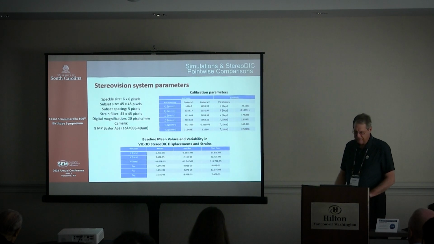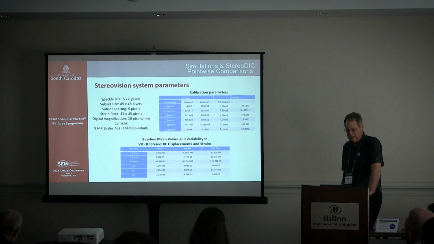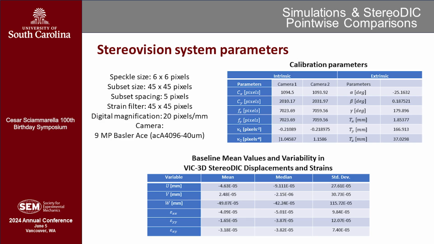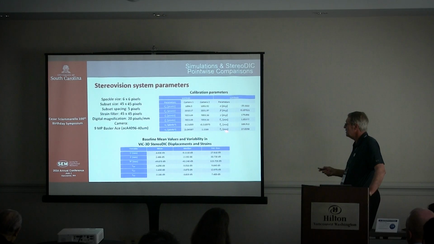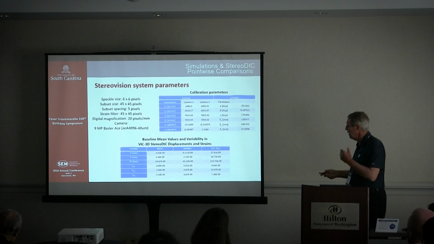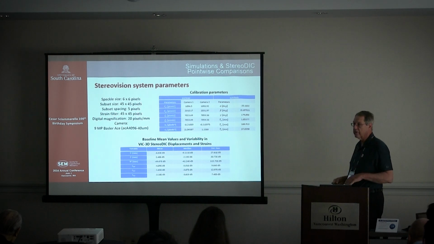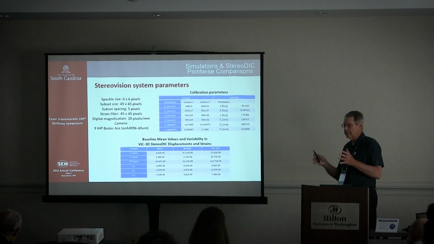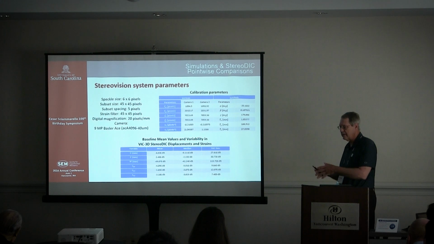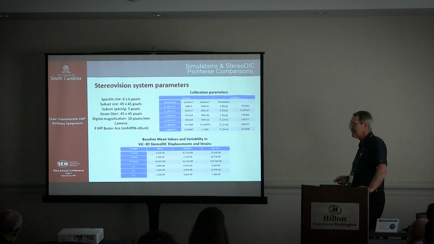Calibration process, we all know how this works. The StereoVision system, this is the data we got for our StereoVision system. I call your attention, these are standard, you can look them up wherever. There's two parts that are important here. First of all, the subset size is the same size as the strain filter. That means the average value you get for the strain is the same as the subset size used to generate the data. So that's the first part.